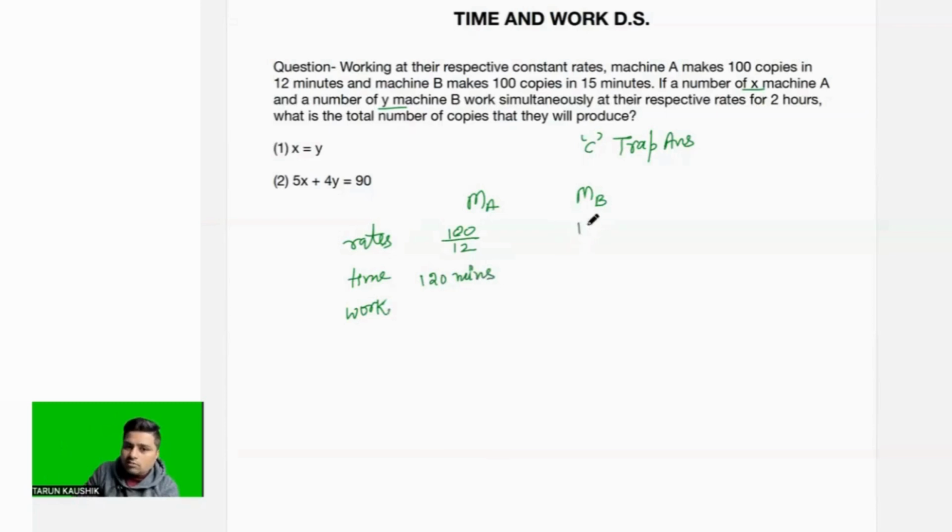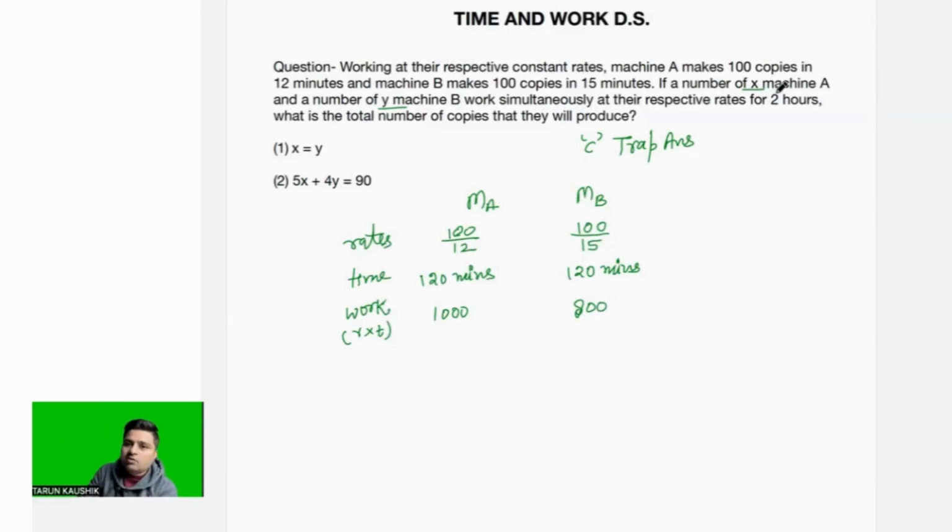Second machine making 100 copies in 15 minutes. So the rate is 100 by 15. It also worked for 2 hours, 120 minutes. So if I write down the work, which is the product of rate and time, this will give me 1000, this will give me 800. So that means one machine A is making 1000 units in 120 minutes. One machine B is making 800 units in 120 minutes.